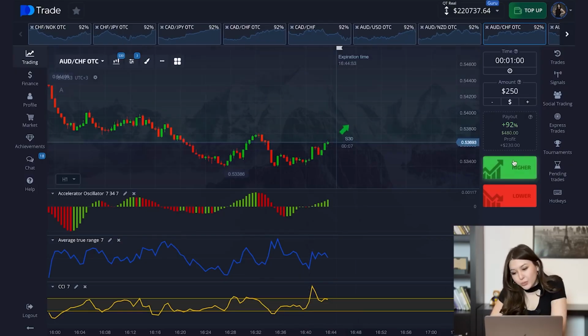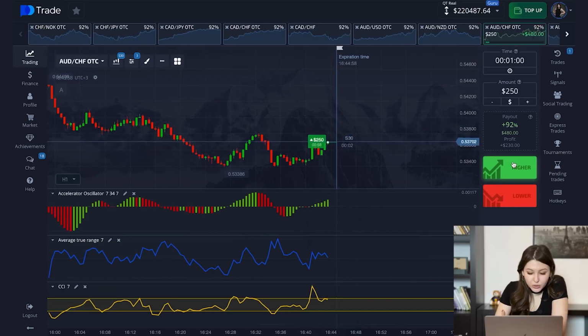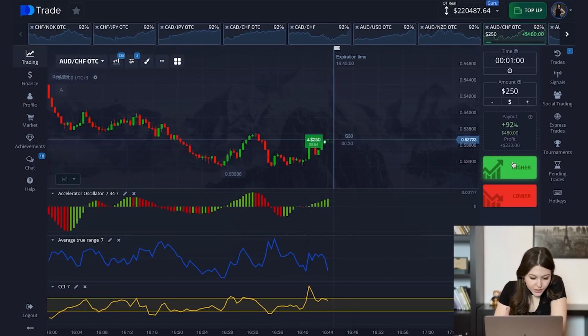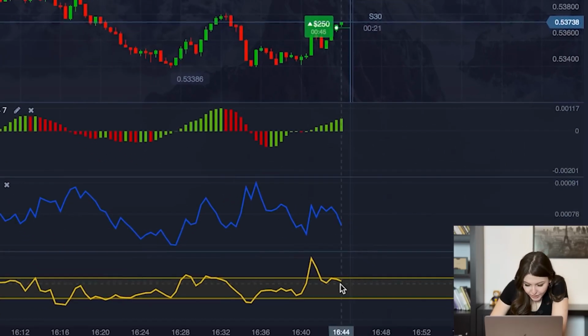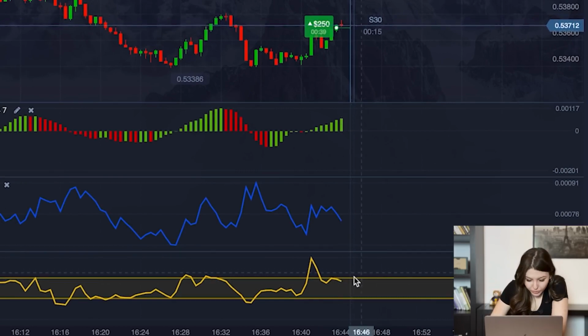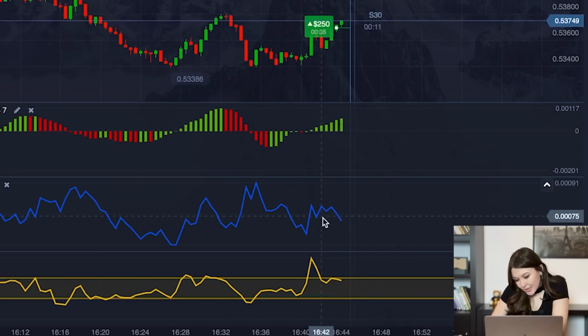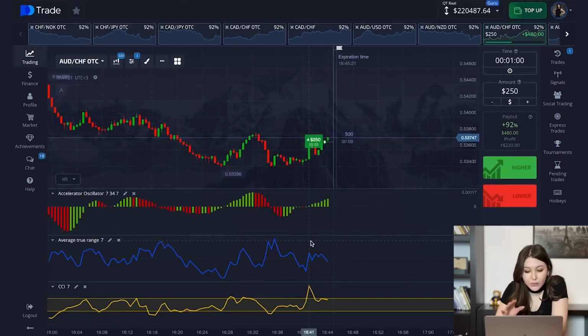For example, let's put $250 and let's continue. We continue to use these indicators. We can see on the oscillator that we still have the buyers putting the price upwards here. Also we can see on SSY that this tail is going upwards in the same line with the main line of the indicator, and also on average true range we can see that the tail is really flexible.